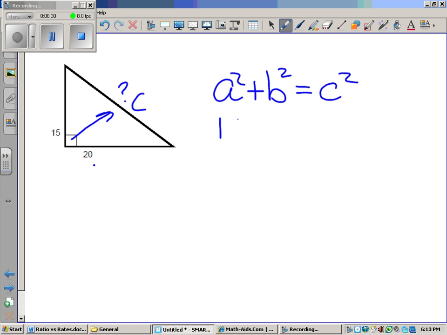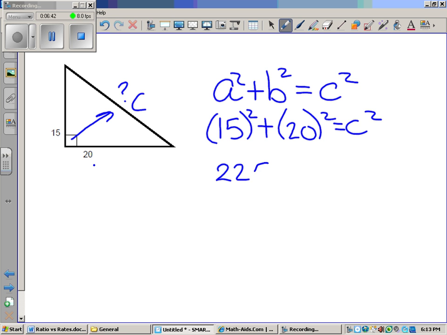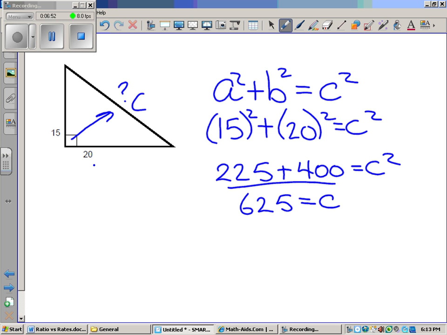Anyhow, I'm going to substitute. I show my substitution with brackets. Equals C squared. 15 times 15 is 225. 20 times 20 is 400. Equals C squared. Of course, I have to add those together right now. 625 equals C squared. I don't know what times what is 625. Most likely it's going to be a decimal.